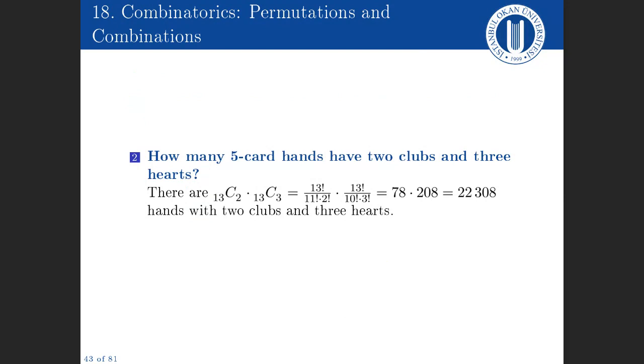How many five card hands have two clubs and three hearts? How many different ways can we get five cards? And in those five cards, we've got two clubs and we've got three hearts. First of all, how many different ways are there of getting two clubs? In a deck of cards, there's 13 clubs in total, so there's 13C2 different ways of getting two clubs. How many different ways are there of getting three hearts? 13C3.